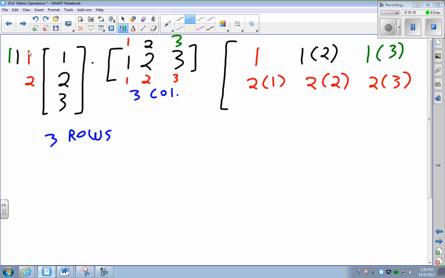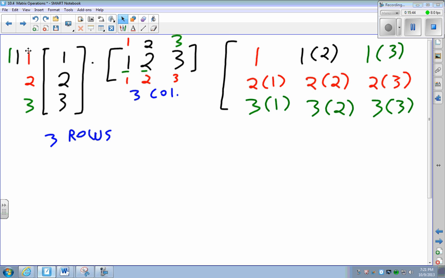Now we multiplied our second row by all 3 columns. We can now move on to our third row. So we multiply our third row by the first column. This is 3 times 1. We move on to our second column. 3 times 2. And then we'll eventually have 3 times 3. Okay. Now that's our final matrix.